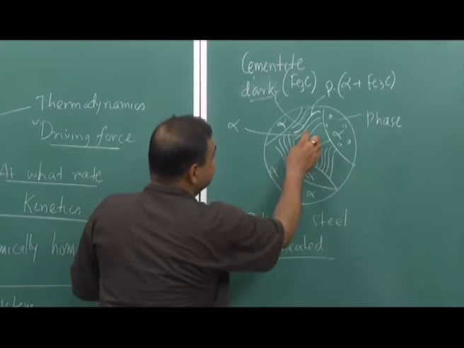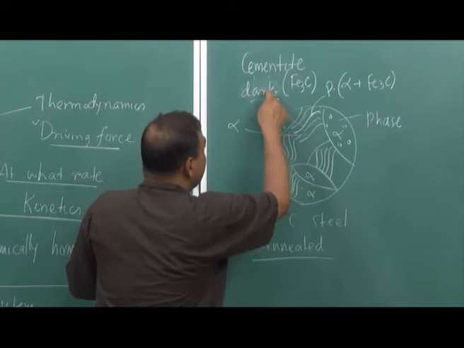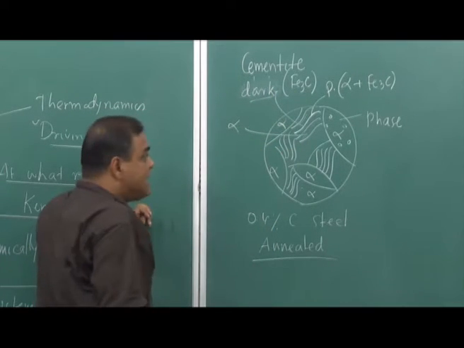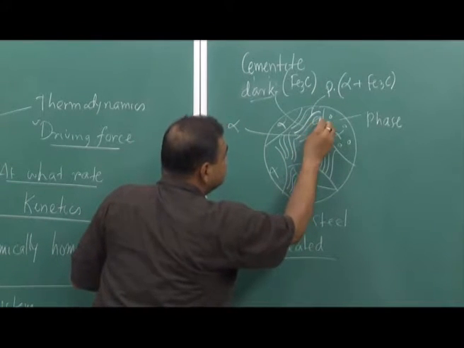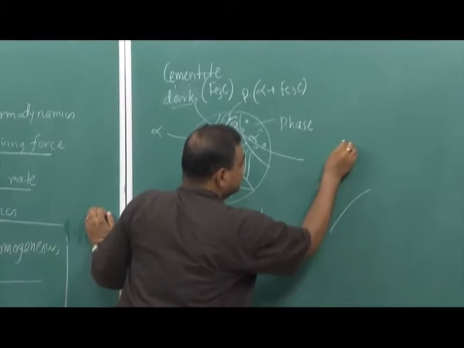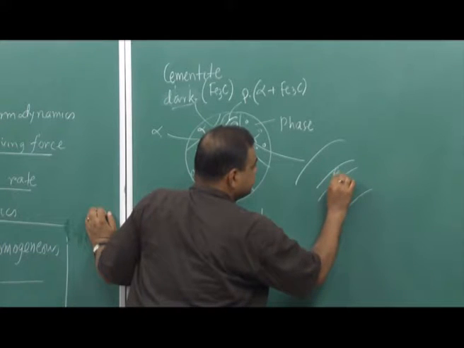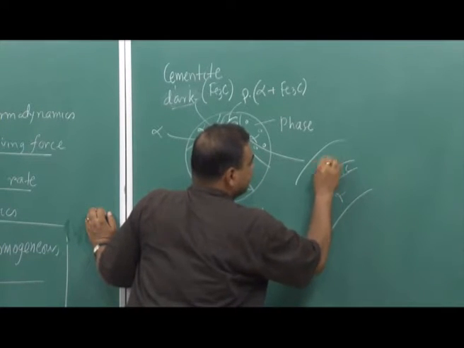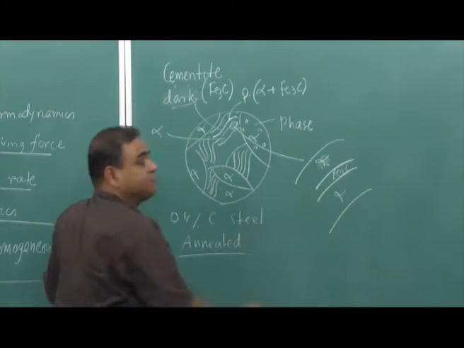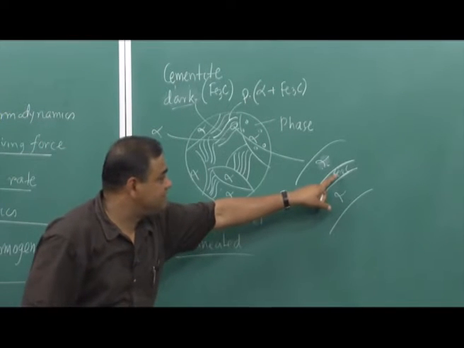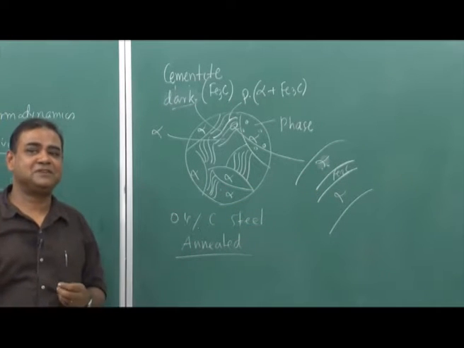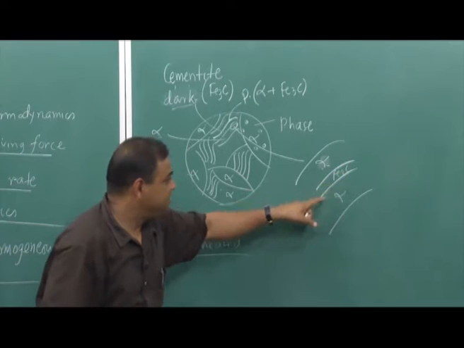Now, once we have this, you have a dark phase which is cementite, and a bright phase which is alpha. At the same time, if we blow it up at this particular zone, we will see that this is alpha, this is Fe3C, and this is alpha again. So, that means this is an interface. So, it looks like this particular zone is separated from the rest of the system with an interface.